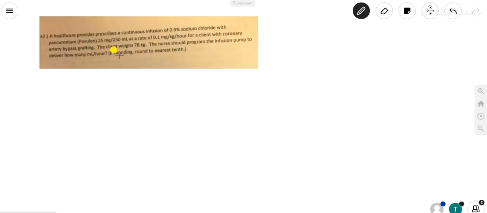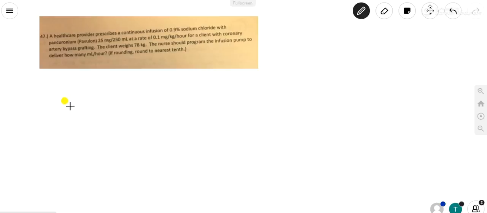The healthcare provider prescribes a continuous infusion of 0.9% sodium chloride with pancuronium or Pavulon, 25 milligrams per 250 milliliters, at a rate of 0.1 milligram per kilogram per hour for a client with coronary artery bypass grafting. The client weighs 78 kilograms. The nurse should program the infusion pump to deliver how many milliliters per hour?